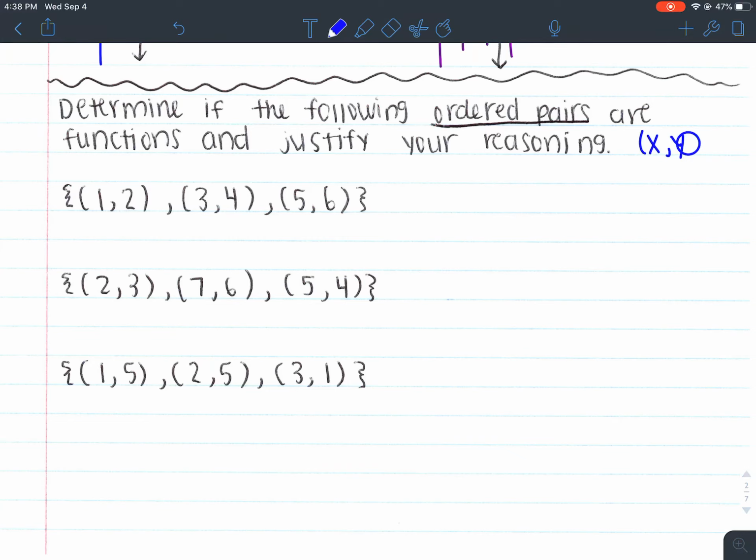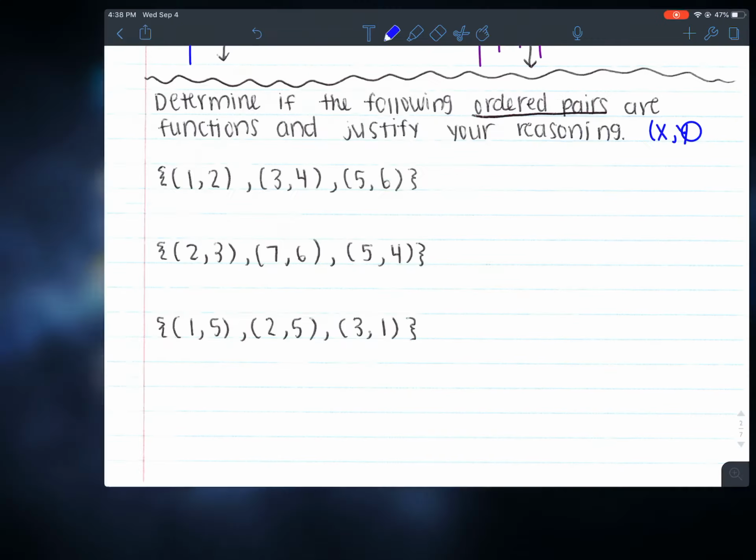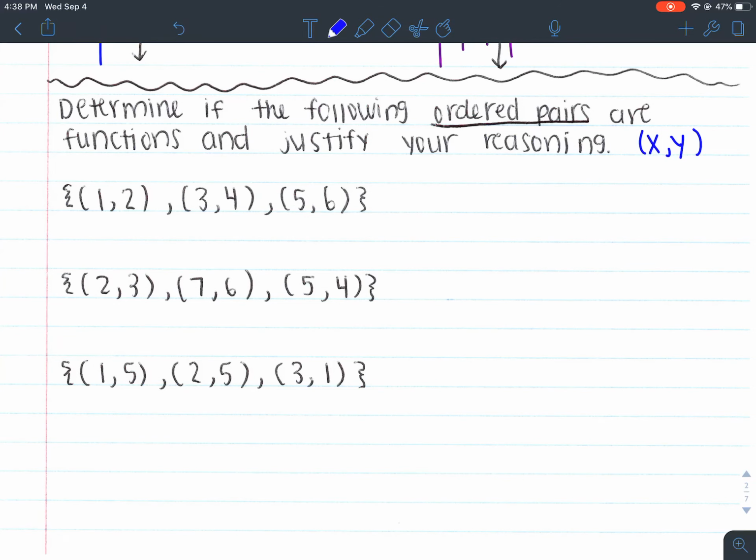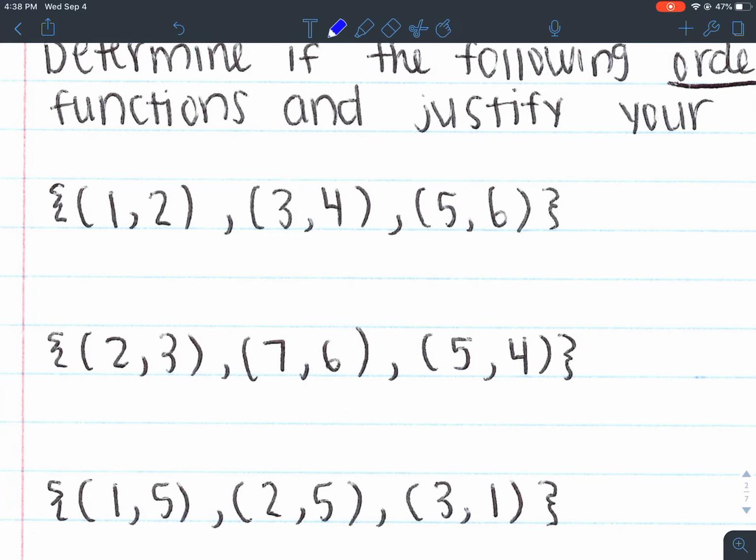There we go. So for the first example, I have, what is going on with my iPad? Let's go. Sorry, I don't know what's going on. There we go. It wasn't zooming in. All right, so I have three ordered pairs in this first example.